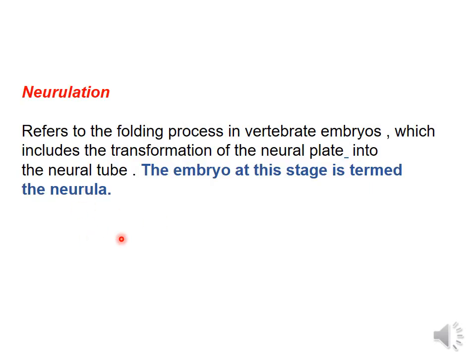So we can define neurulation as the folding process in vertebrate embryos, which includes the transformation of the neural plate into a neural tube. The embryo at this stage is termed the neurula.